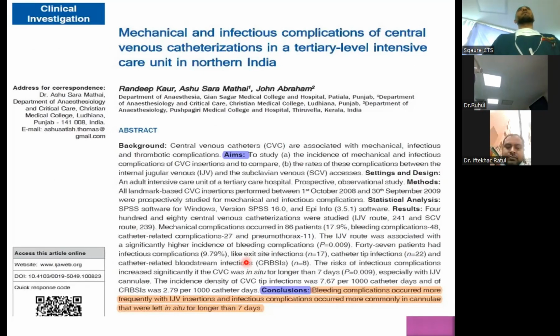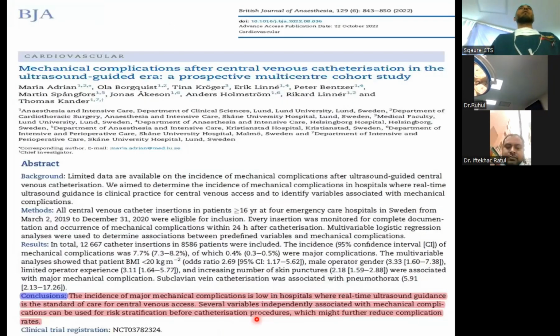I have found two studies. One study is on mechanical and infectious complications of central venous catheterization in a tertiary level ICU, not the cardiac ICU, studied in northern India. They found that bleeding complications occurred more frequently with internal jugular vein insertion, and infectious complications occurred more commonly in cannulas that were left in situ for longer than 7 days. This is very common.